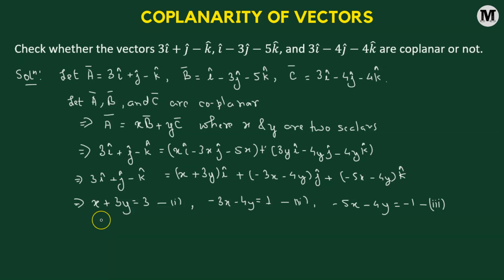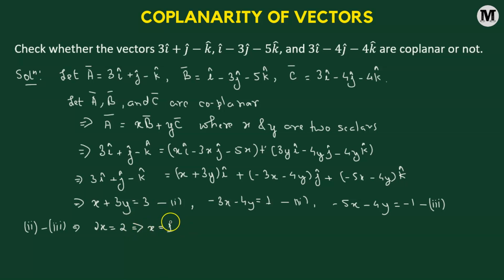Okay, let's take equation 2 and 3. We will take equation 2, and from here we are going to subtract equation number 3. So we have negative 3x minus negative 5x, which gives us 2x. Negative 4y minus negative 4y is 0. Then that will equal 1 minus negative 1, so that's going to be 2. So this gives us x equals 1.